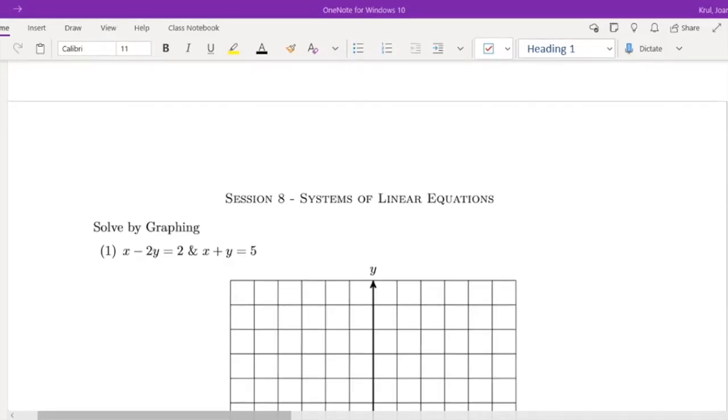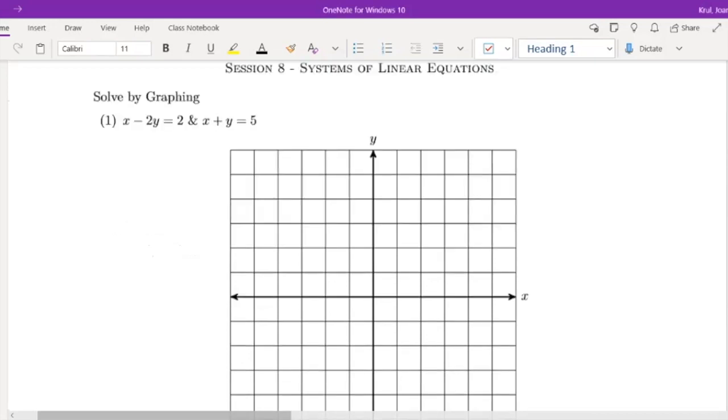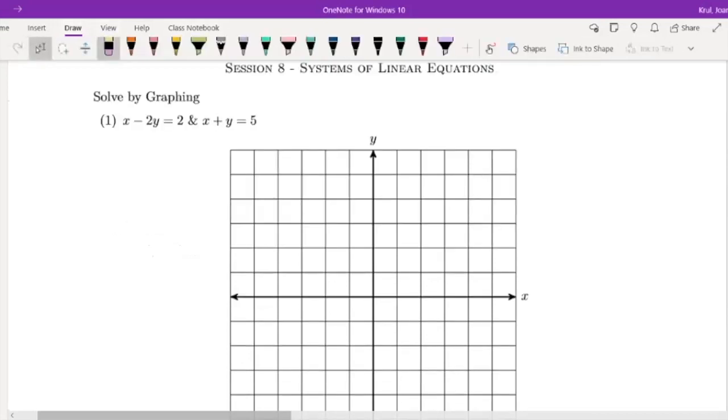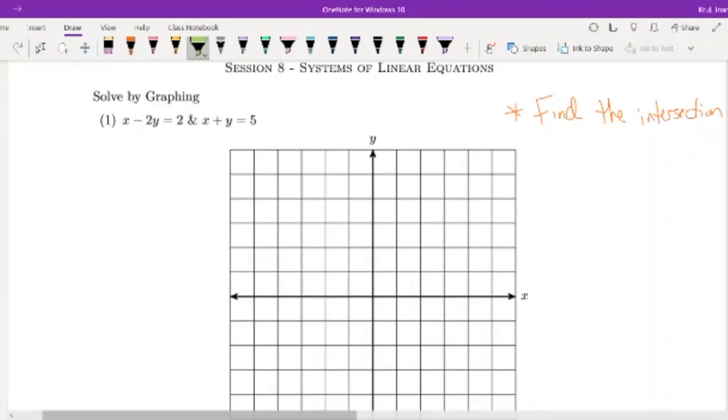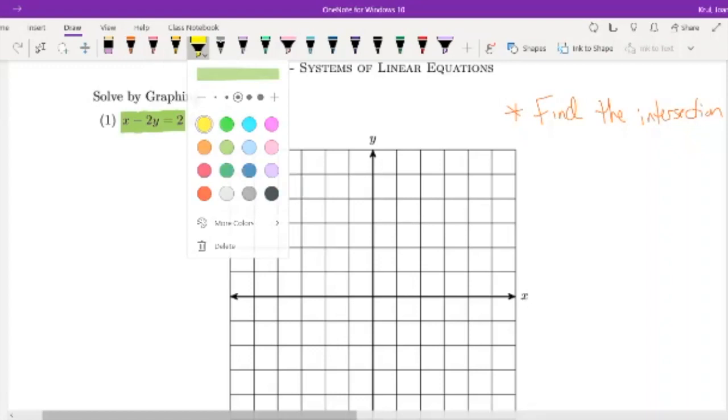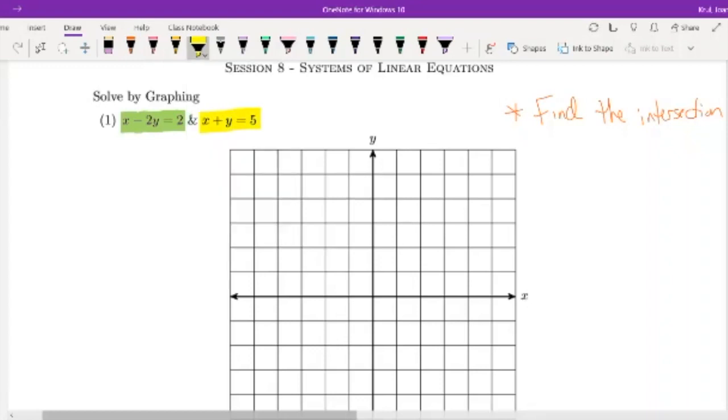So the first way we're going to learn how to solve systems of linear equations is by graphing. When you are looking for a solution to a system of equations, you are trying to find the intersection of the two lines. That's the goal. So what we're going to be doing is graphing both of these lines to figure out where they intersect.